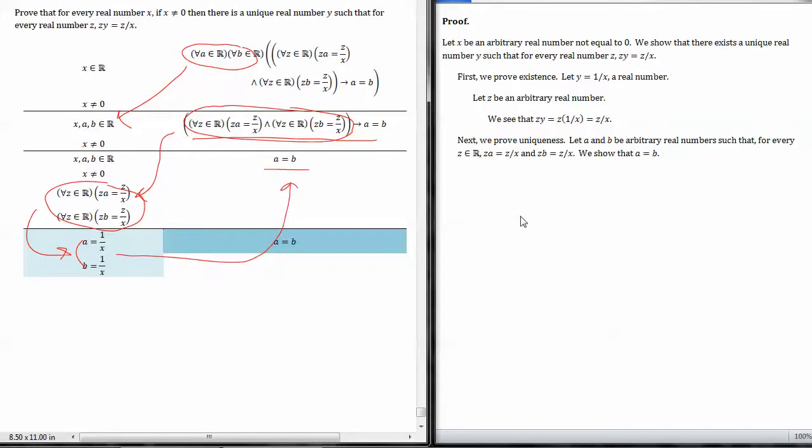Okay. So I'll just say letting z equal 1. We have in particular that, referring back to these statements, that a equals 1 over x and b equals 1 over x, and it follows that a equals b as desired. Okay.